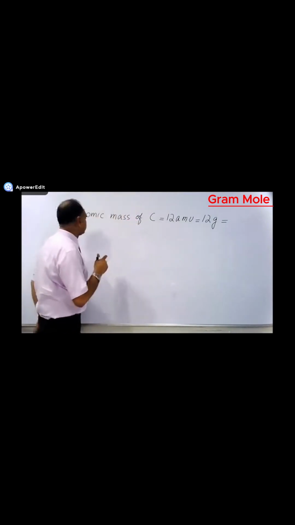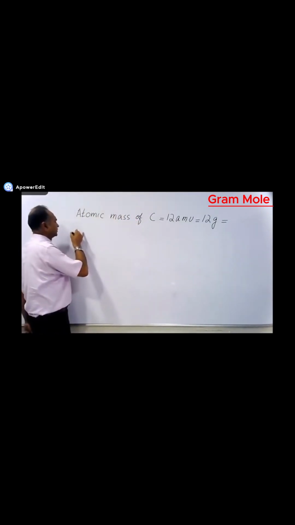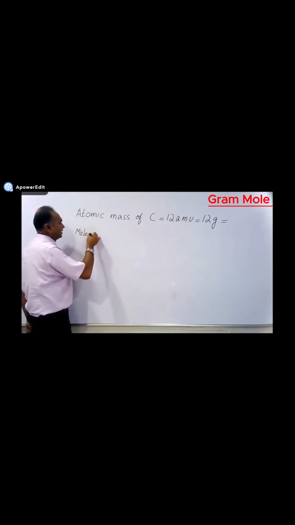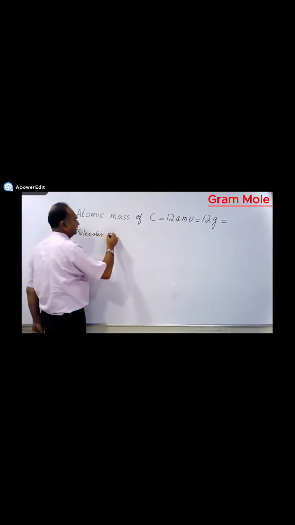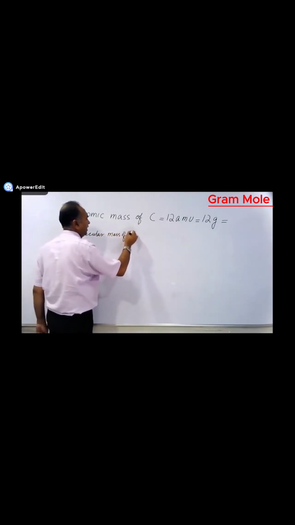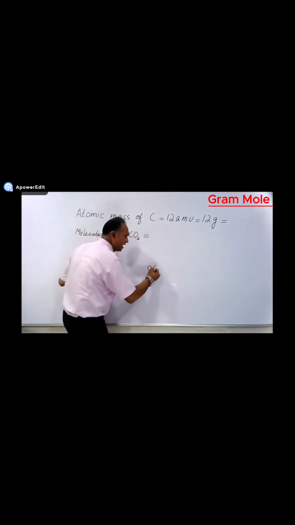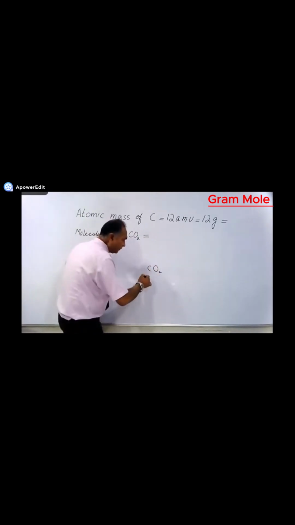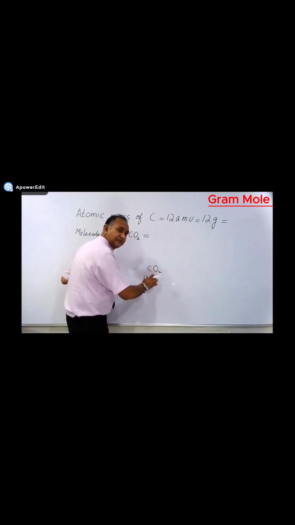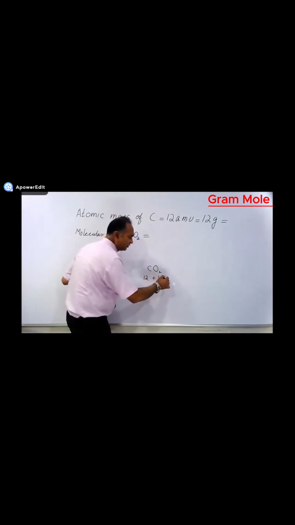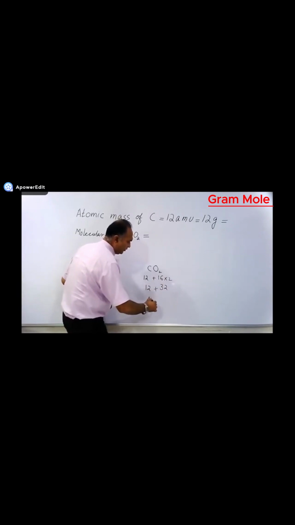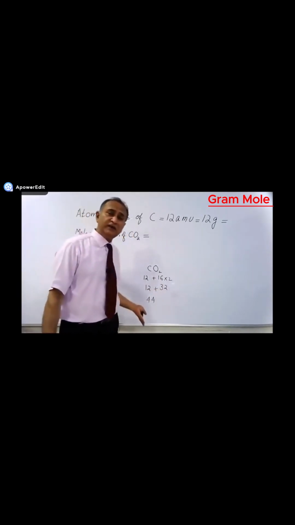See another example. Molecular mass of carbon dioxide. Carbon dioxide, CO2. Carbon, what is the atomic mass of carbon? 12. How many carbons? Just one. We should multiply by one. Plus 16 is the atomic mass of oxygen. How many oxygens? 2. 12 plus 32, 44 is the molecular mass of carbon dioxide.